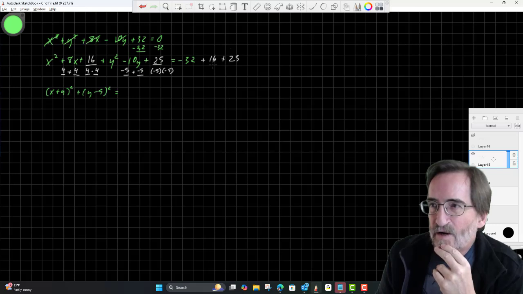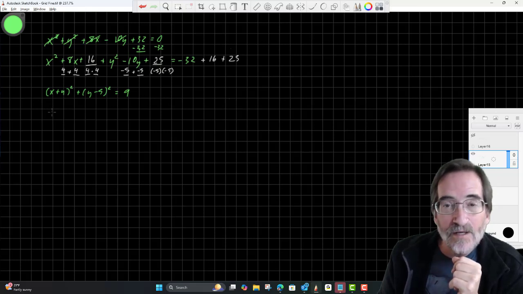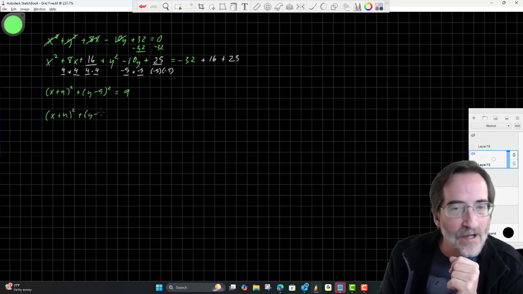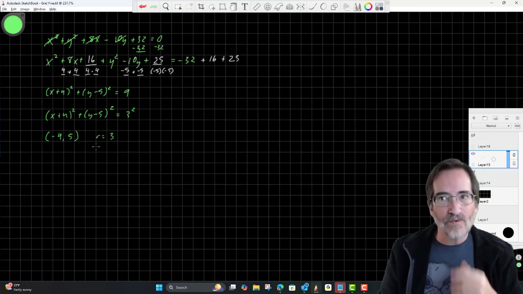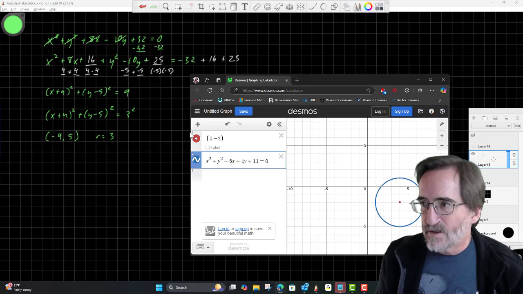Well, 16 and 25 is 41. 41 minus 32 is 9. Okay? And one more thing I'd like to do, 9 is a square, so I'd like to write it as a square. X plus 4 squared plus y minus 5 squared equals 3 squared. And this is a circle with a center at negative 4, positive 5. Remember the signs change. And a radius of 3. Okay?